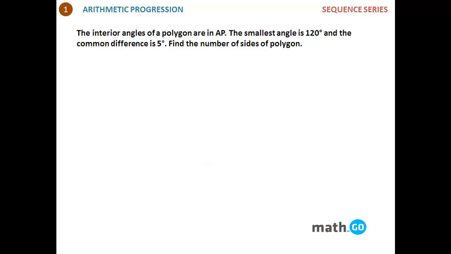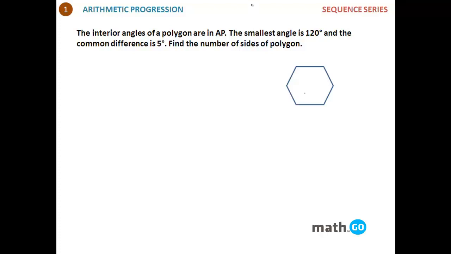Okay, now let's take another problem on AP, and again this is a very famous problem which says that interior angles of a polygon are in AP. The smallest angle is 120 and the common difference is 5. Then find the number of sides of the polygon. Alright, so this is a very generic problem that is being asked many times in the paper.